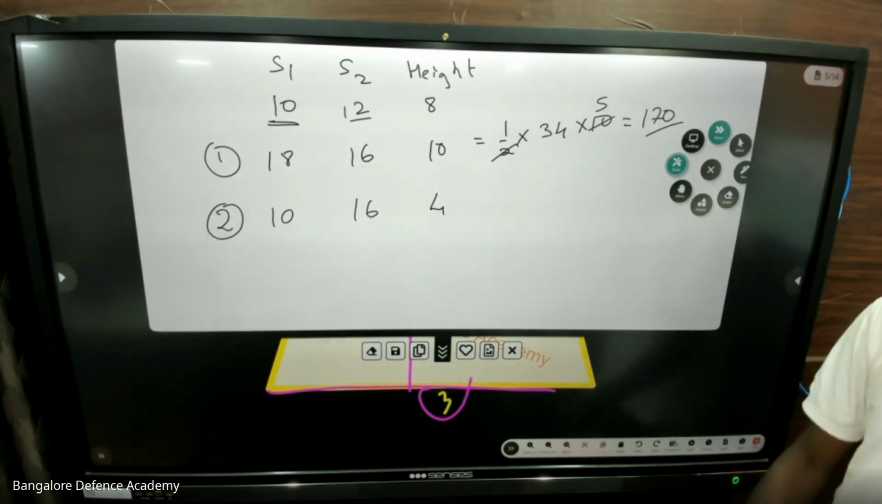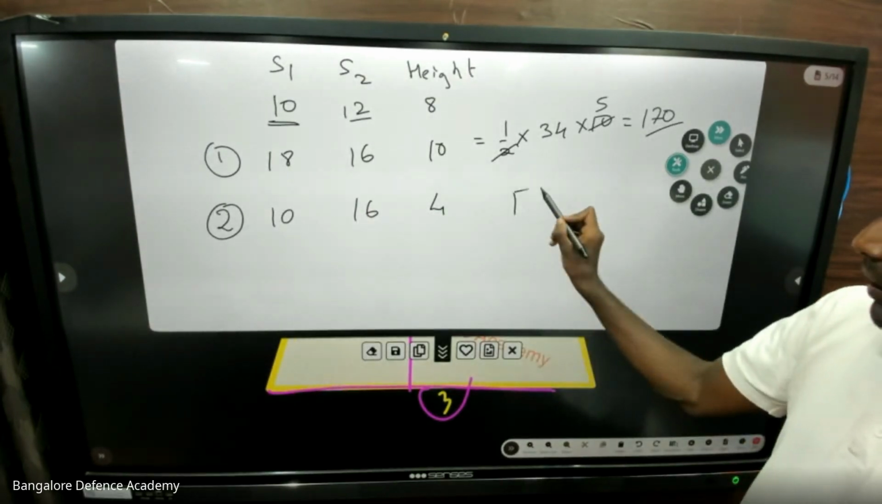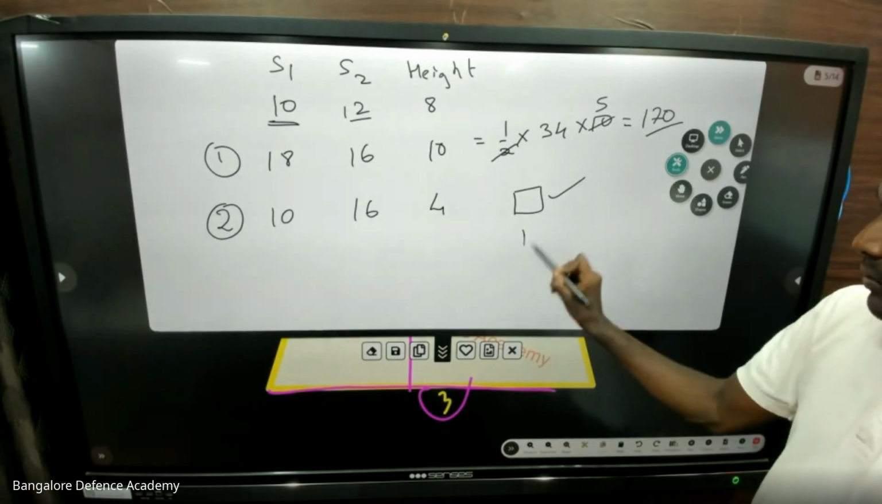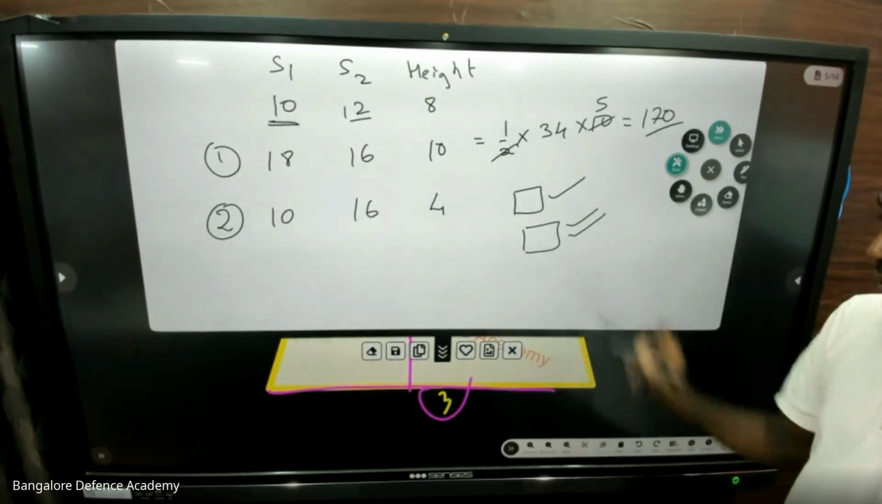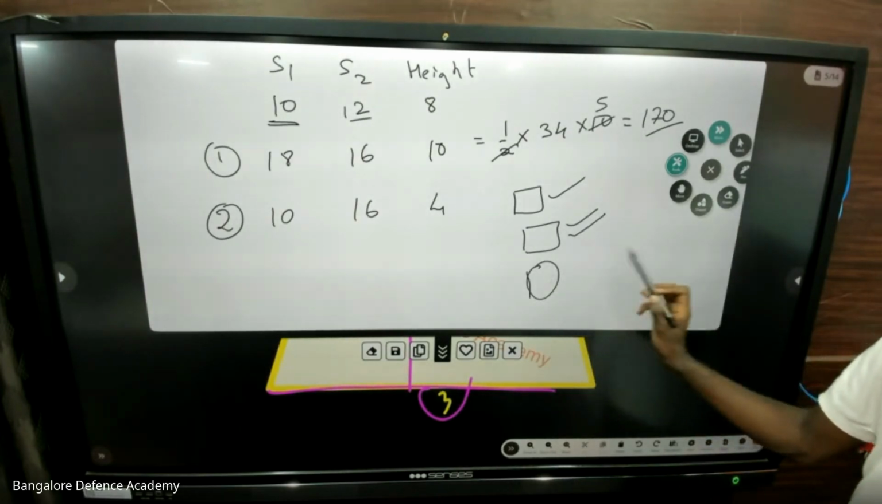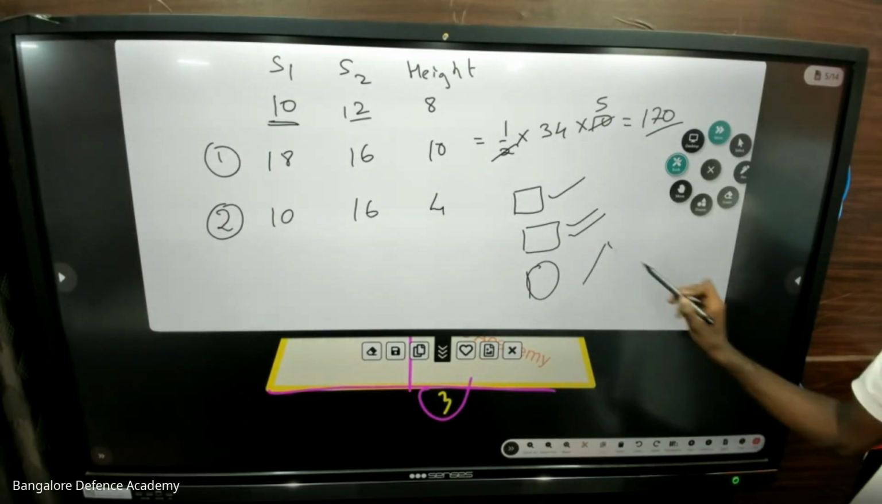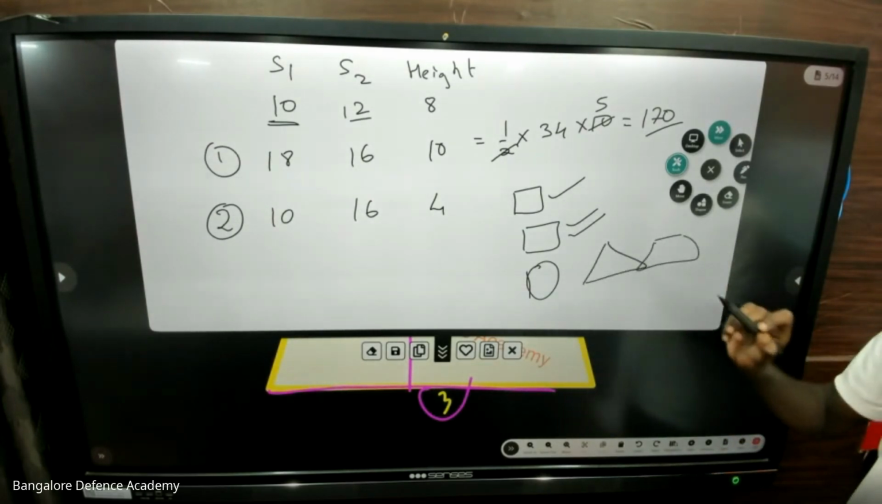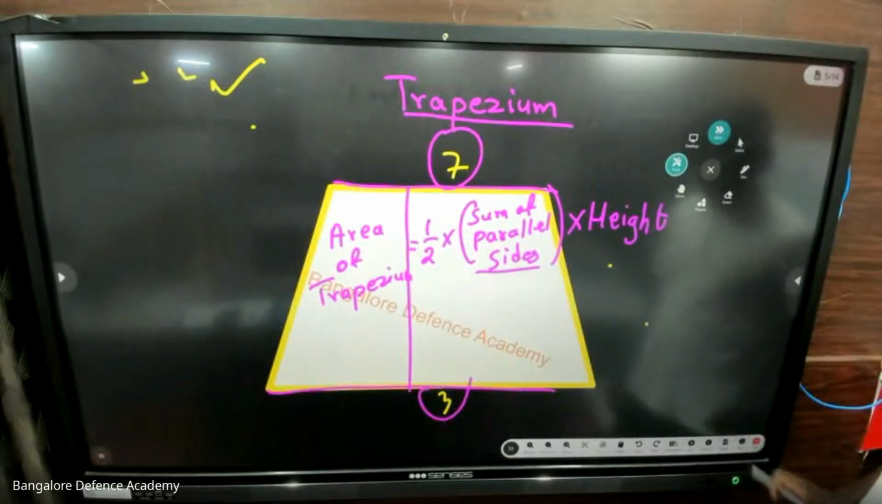Area of trapezium. Okay, so look here, everyone. Area of square is over, perimeter of square is over. Area of rectangle over, perimeter of rectangle over. Then we have seen circle, area of circle and circumference of a circle. And then we have seen triangle. And now we have seen what? Trapezium. Do you all understand? Okay, so we have done 2D. Now let us see what is next.